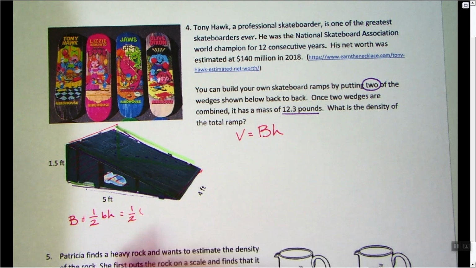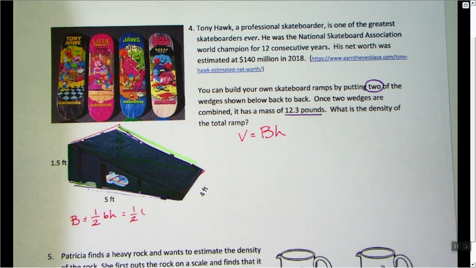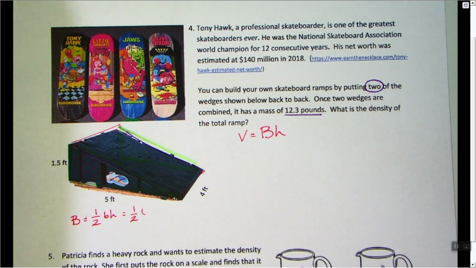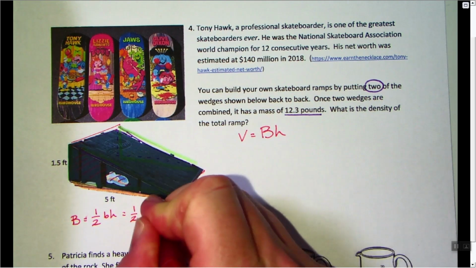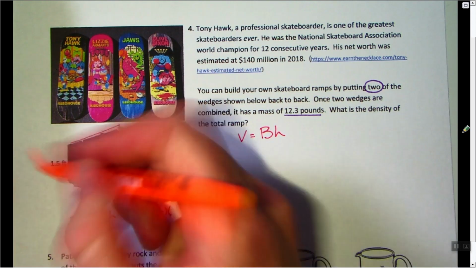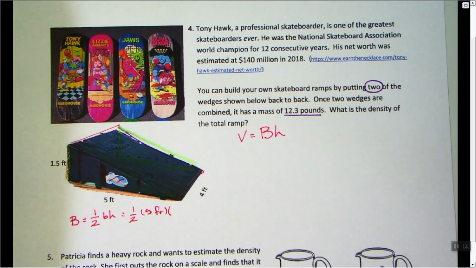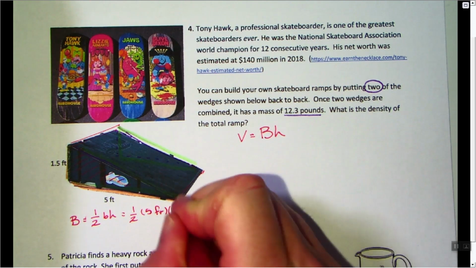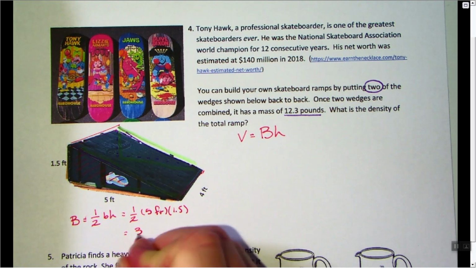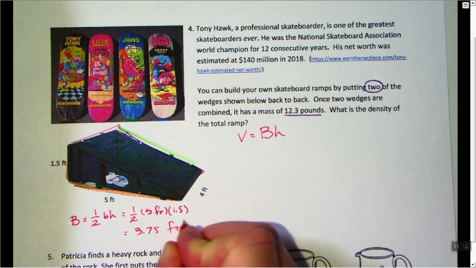The base of the triangle, I'm gonna say, is 5. That's the base of the triangle, not the base of the prism. The base of the triangle is 5 feet. And the height of the triangle, I'm going to say, is 1.5. Those are perpendicular, so that's fine. Now, 1/2 times 5 times 1.5 is 3.75 square feet.